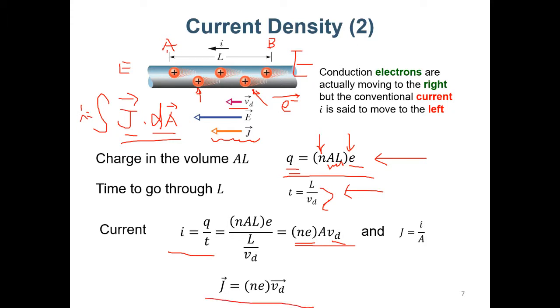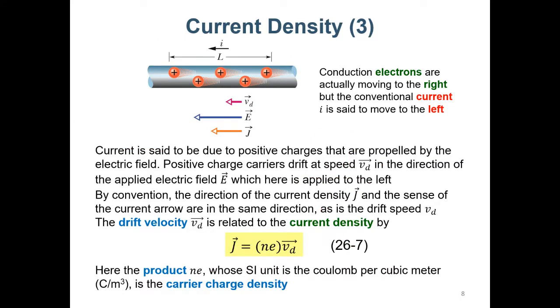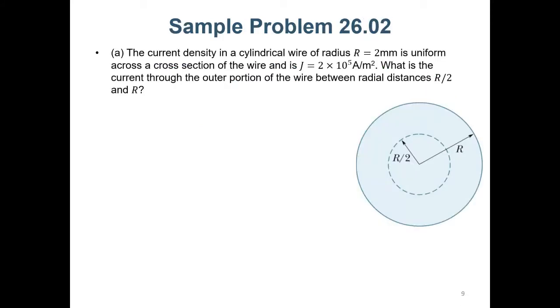So we get this equation, which is very important. We have J equals NE times VD. The product NE has the SI unit coulomb per cubic meter, meter to the third power. It is the carrier charge density. So let's have some simple calculation.